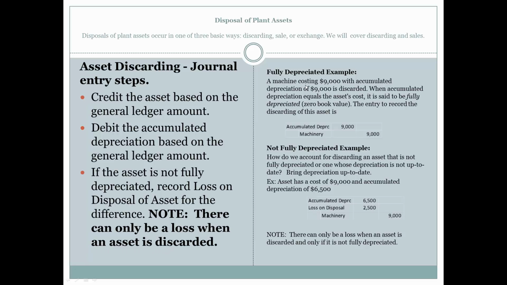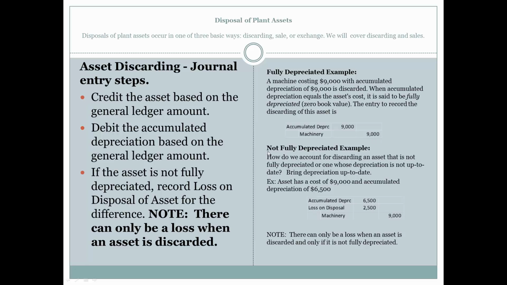So let's look at two examples. First, a fully depreciated example. A machine costing $9,000 with accumulated depreciation of $9,000 is discarded. When accumulated depreciation equals the asset's cost, it's said to be fully depreciated, or there is a zero book value. The entry to record discarding of this asset would be debit accumulated depreciation 9,000, credit machinery 9,000.